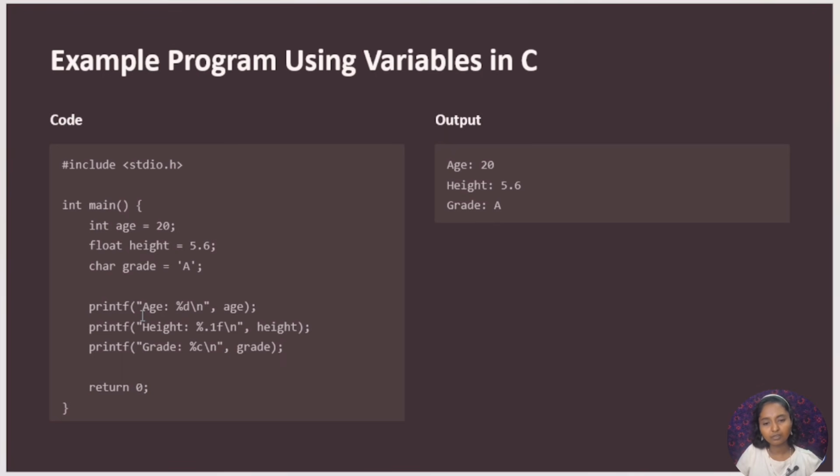We should always include the variable after a comma. Then .1f means that after the decimal point we are using only one floating point number, because it should print only one number after the digit, so we are using .1f. And for grade we use percentage c, because characters use percentage c. Then return 0, so the output will be printed like this.